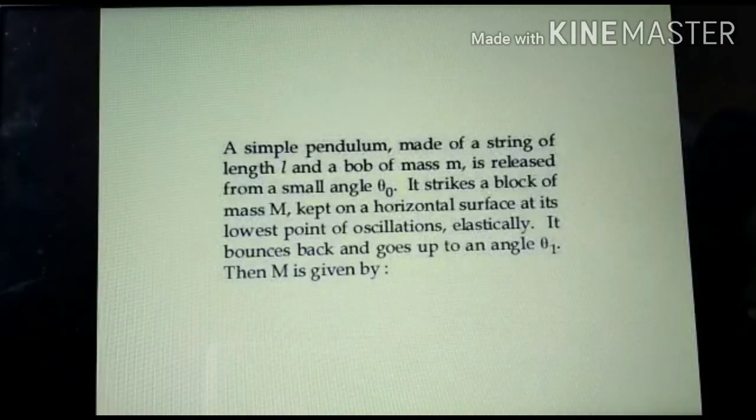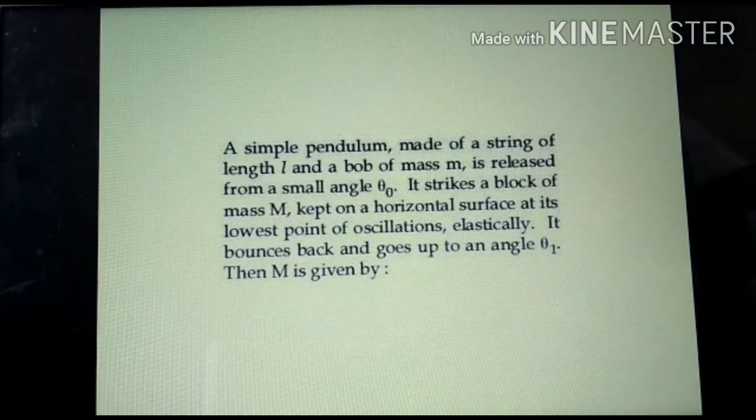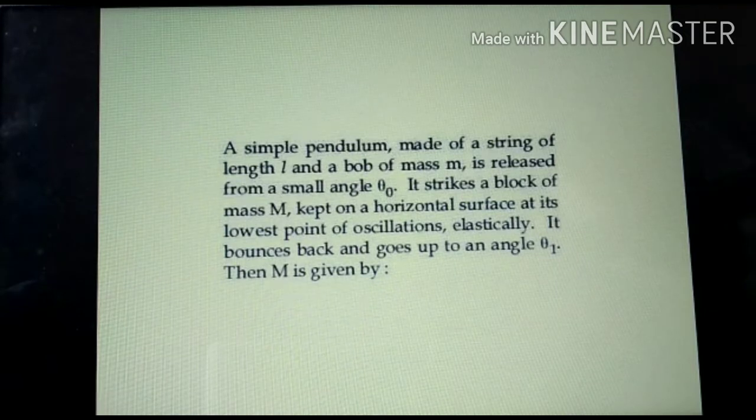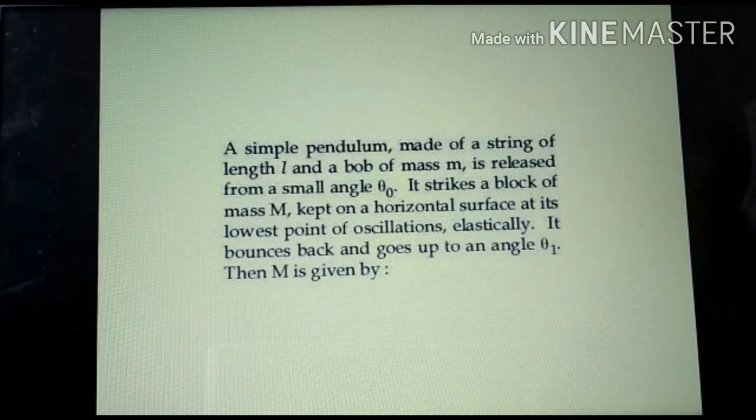Vishnu, can you read this question? A simple pendulum made of a string of length L and a bob of mass m is released from a small angle of theta naught. It strikes a block of mass M kept on a horizontal surface at its lowest point of oscillation. Elastically, it bounces back and goes up to an angle theta 1. Then capital M is given by. Okay, thank you. This is the question given.